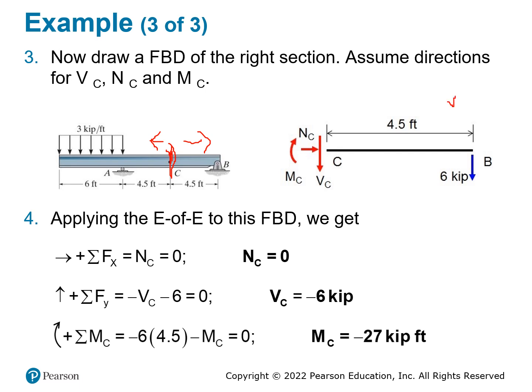We know B_y is 6 kip going down. There's no B_x. When you cut, you are going to put 3 different loadings at the cross section that you cut. This V sub C is the shear force, and we say V sub C is positive if it makes things rotate clockwise. So when you draw this one, this actually is a negative direction.